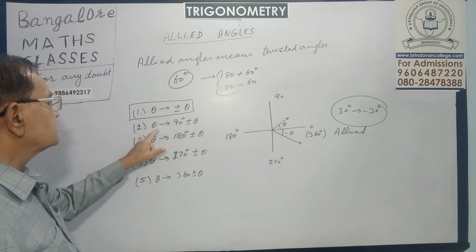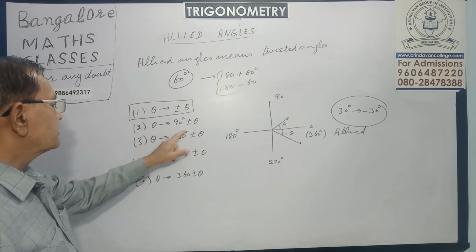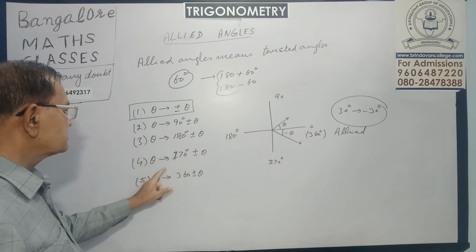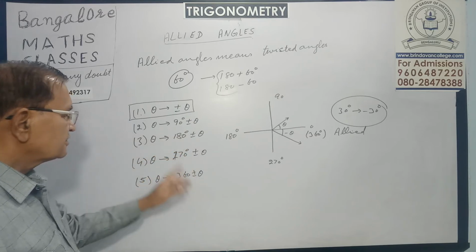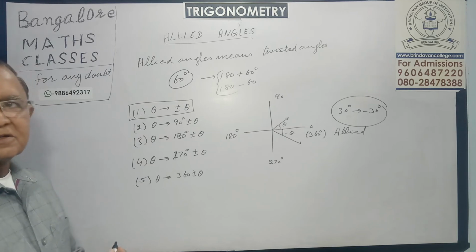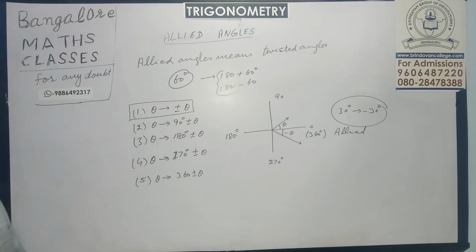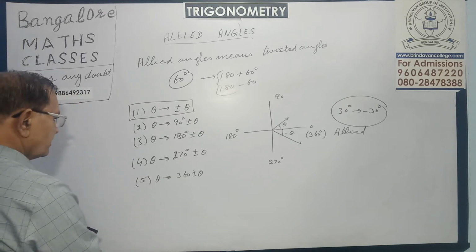So overall there are 5 twisted angles: theta to plus or minus theta, theta to 90 plus or minus, theta to 180 plus or minus, theta to 270 plus or minus, theta to 360 plus or minus. These angles are called allied angles. How to find their values, that I will teach you. Before that, you learn one more line.